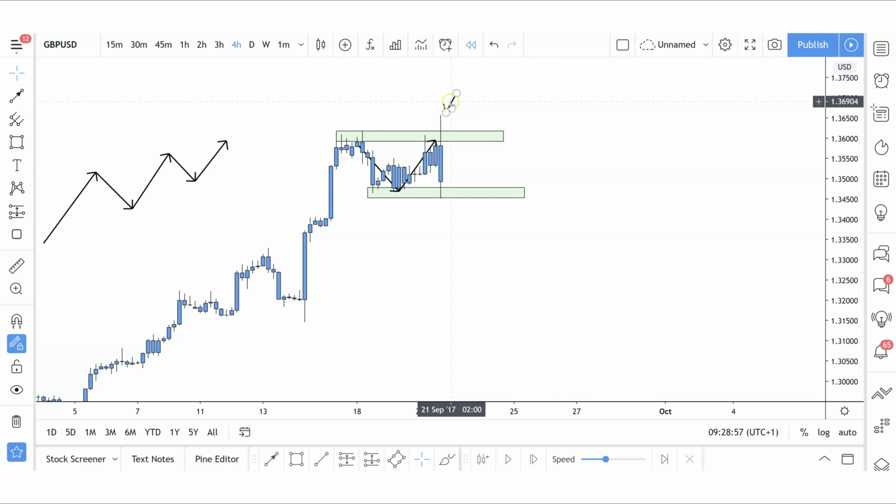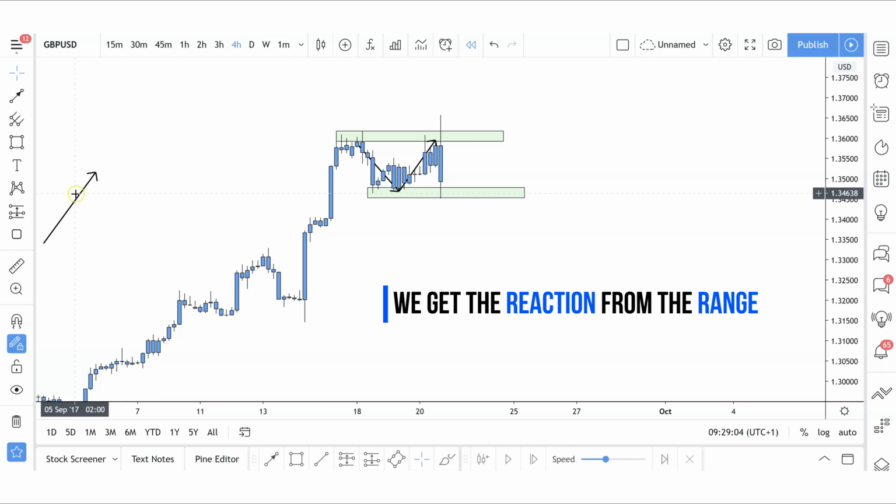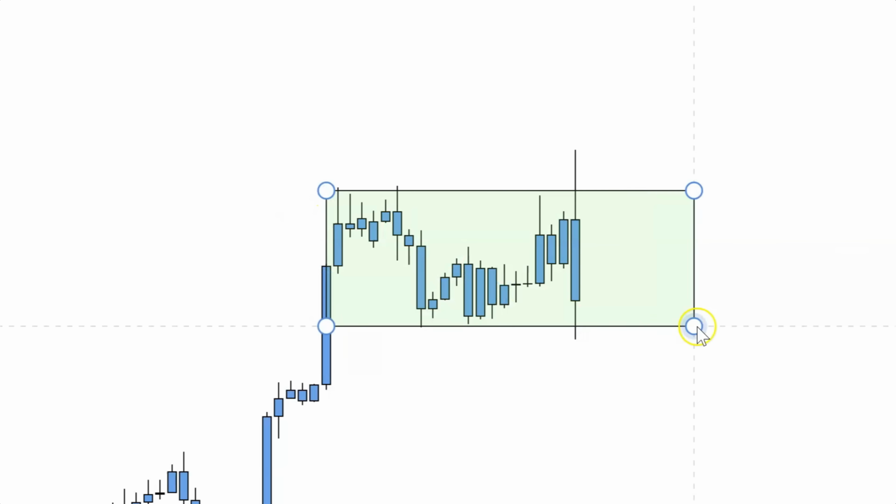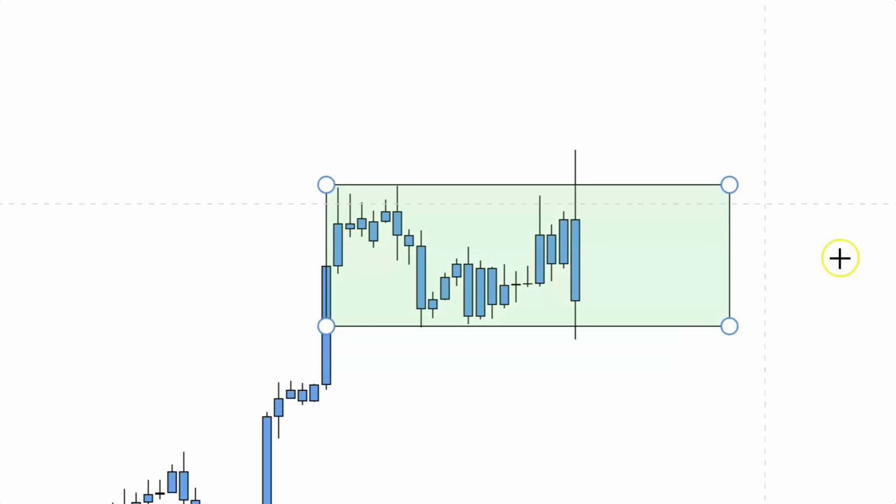And with it attempting to break above this structure, look what we see here. It's broken back into this range, back down to the downside, and now we're getting reaction from the range that we have drawn in here. We just have to mark our structural highs and lows, and we just need for this to clear up.